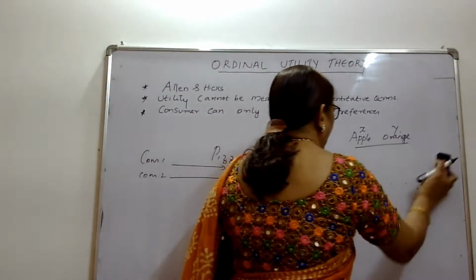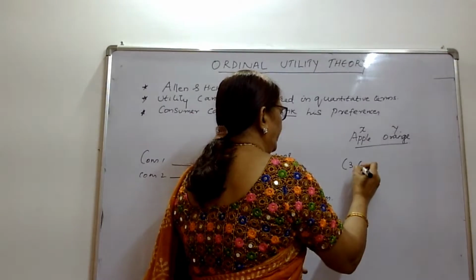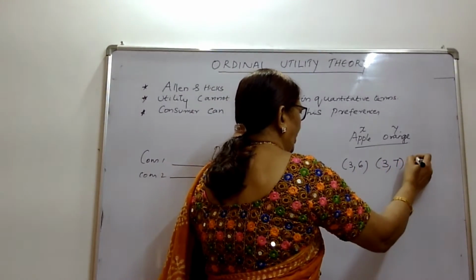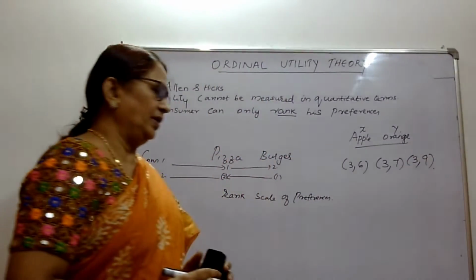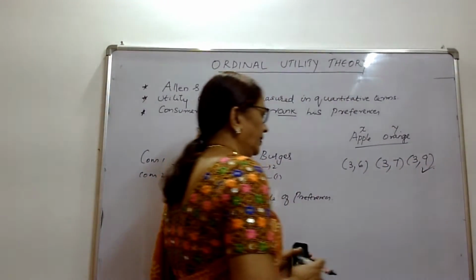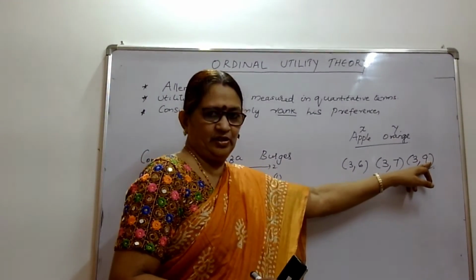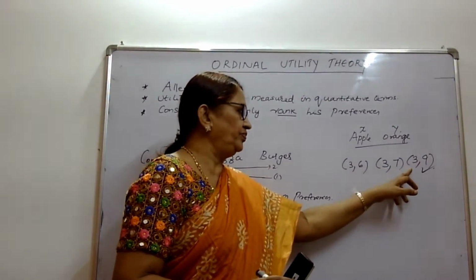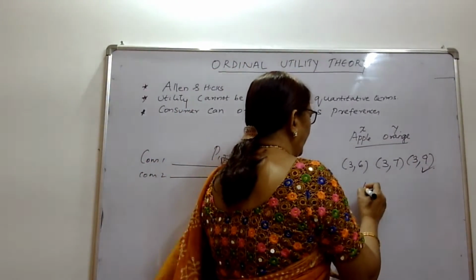Okay. Now, another example. 3 units of apple, 6 units of orange. 3 units of apple, 7 units of orange. 3 units of apple, 9 units of orange. Which one will he prefer? He will prefer 3, 9 because it contains more of the Y good, orange. Though the X commodity, apple, remains the same, it contains more of Y commodity. This is called monotonic preferences.